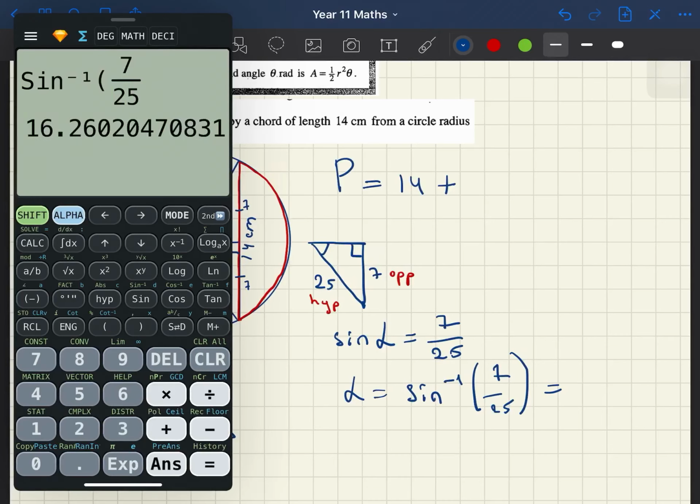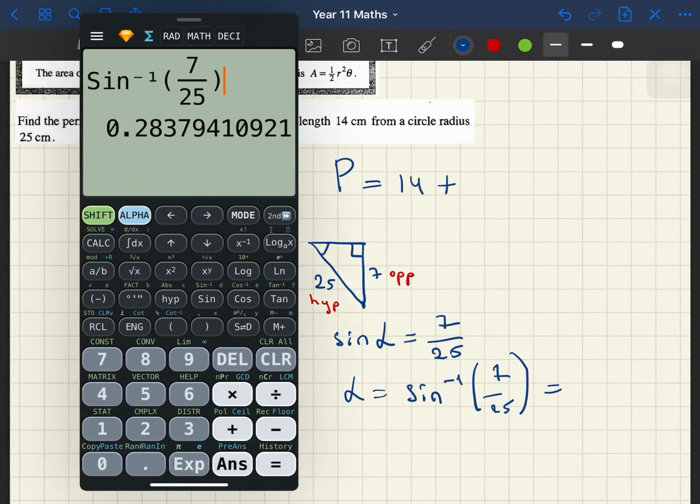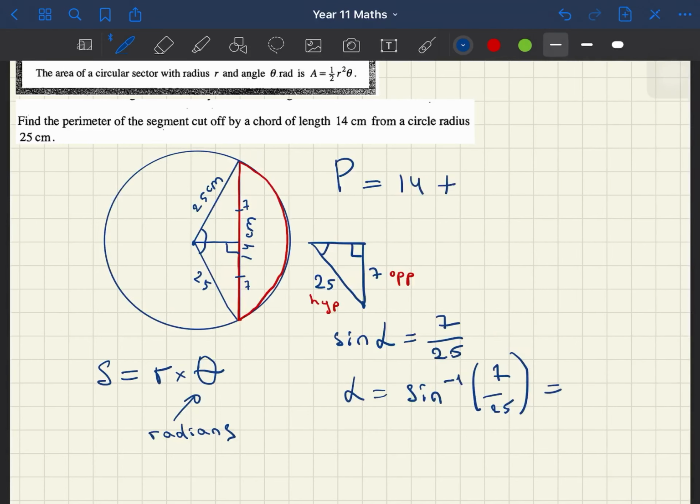Then you get this 16.26. Oh, but we have to use radians, right? You see, before we used degrees, now we use radians. Pay attention to this, okay? The degrees and radians. Pay attention to what your calculator is showing you. So 0.28 radians.